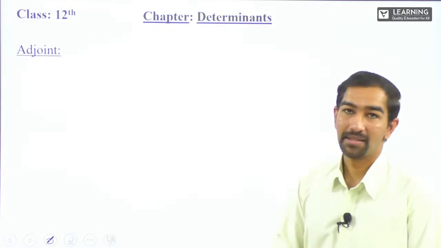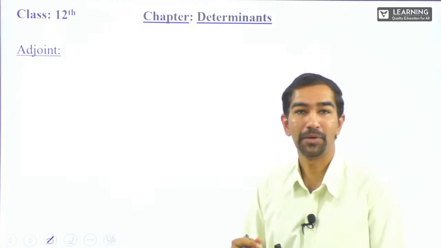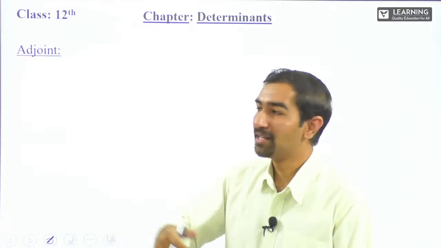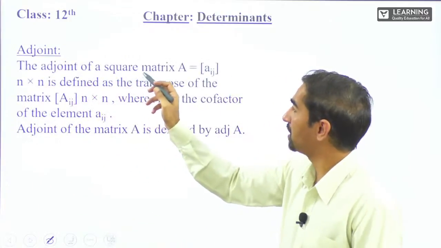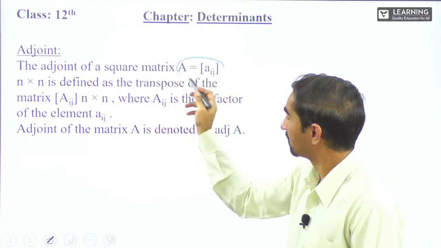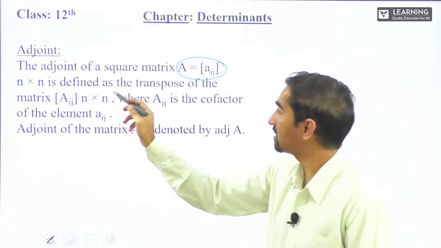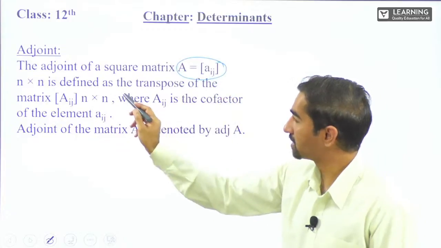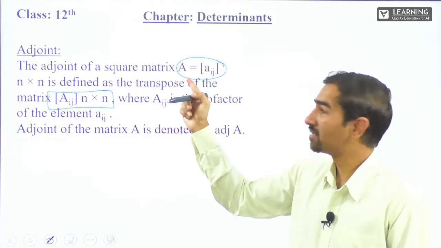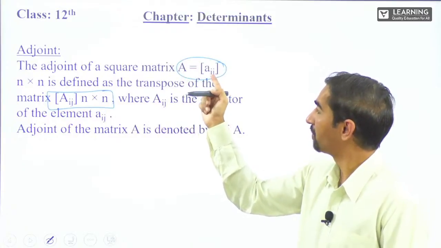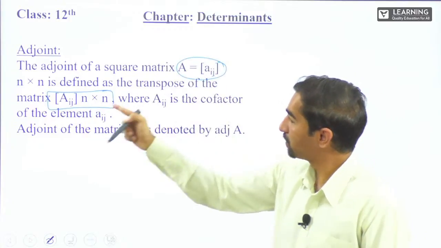Adjoint of a matrix. This is one of the most important concepts. And where is this used? This is used to find the inverse of a matrix. Alright, so how do we find the adjoint of the matrix? The adjoint of a square matrix A given by Aij of order n cross n is defined as the transpose of the matrix. See this matrix. So first of all, students, a matrix of these kinds of entries is given. And what is adjoint? The transpose of this.